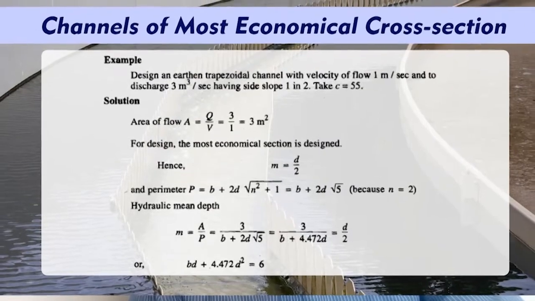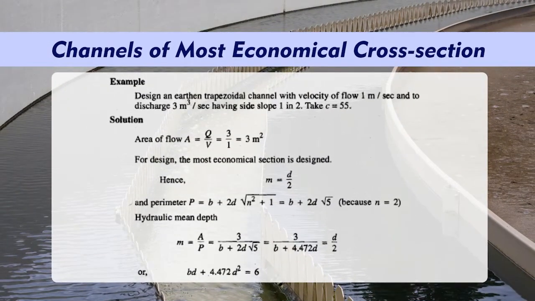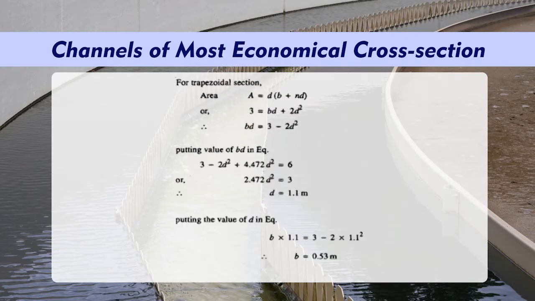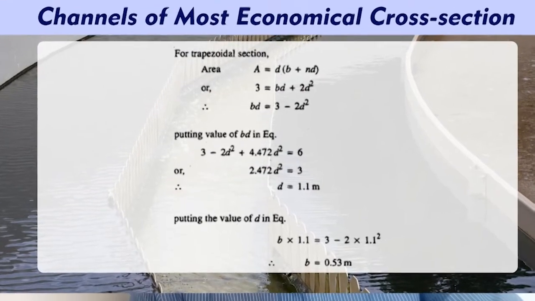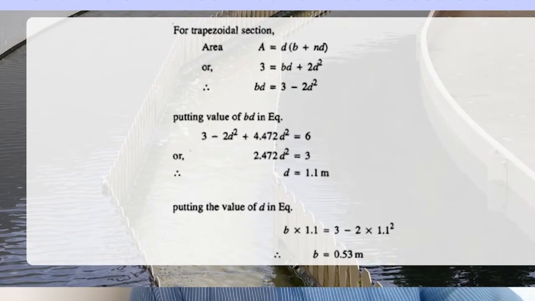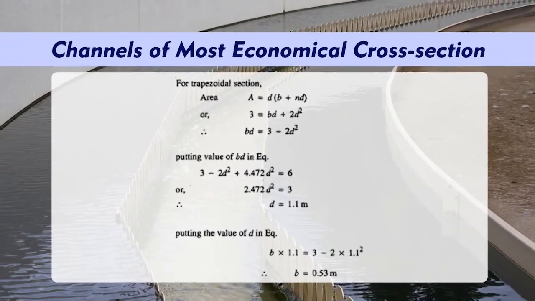So hydraulic mean depth m is equal to A upon P is equal to D upon 2. So we got the equation BD square plus 4.472 D square plus 6. For the trapezoidal section, area is given. So we find the value in terms of BD is equal to 3 minus 2D square. So put the value of BD in the equation. So we got D is equal to 1.1. Putting the values, then we got B is equal to 0.53 meter.